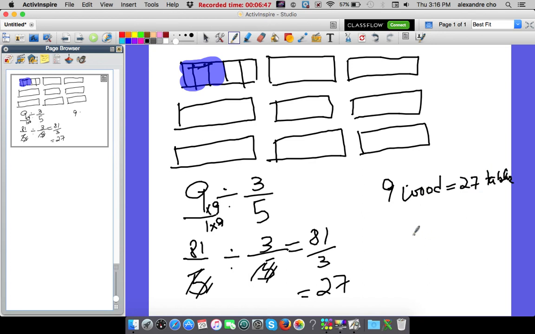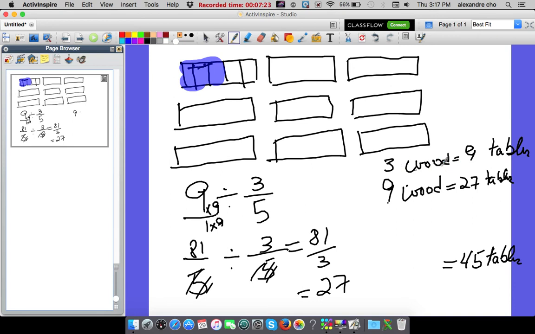Okay. So you want to know how many it would take to make 45 tables. That gets a little complicated. We know that with 9 pieces of wood, you make 27 tables. Let's see if we can simplify this: with 3 pieces of wood, you can make 9 tables. If with 9 I can make 27, that also means that with 3 I can make 9. A little proportion here.